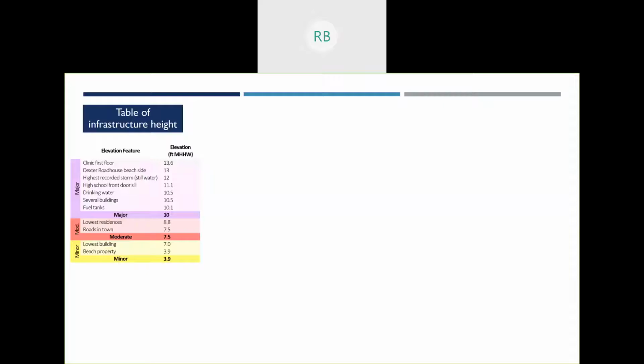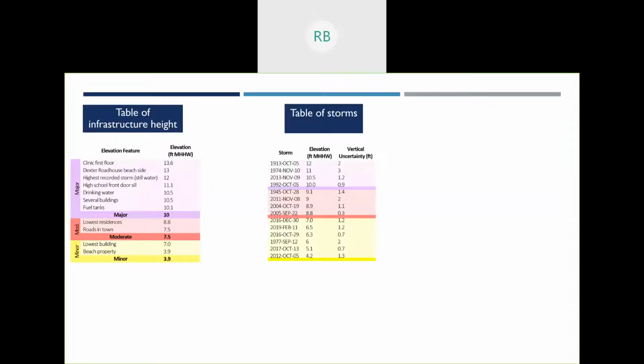And so the heights of important infrastructure for community viability are generally outlined here in this table, all relative to feet above mean high water. And then you can bring back in that table of storms, and you start to really get an idea of how impactful these storms might have been.